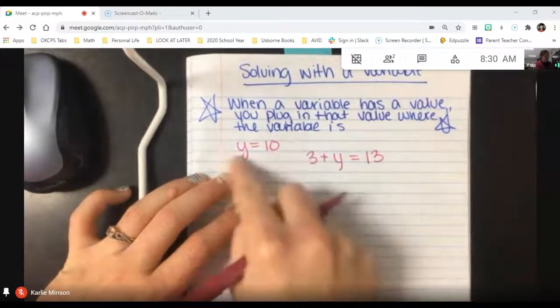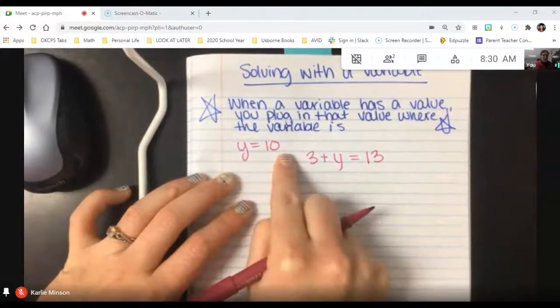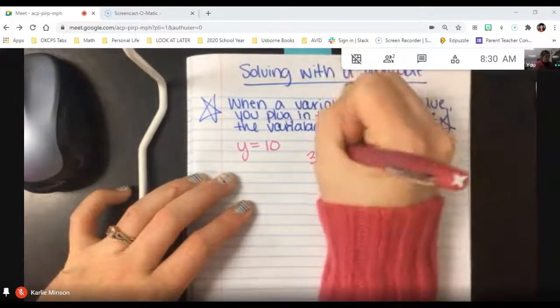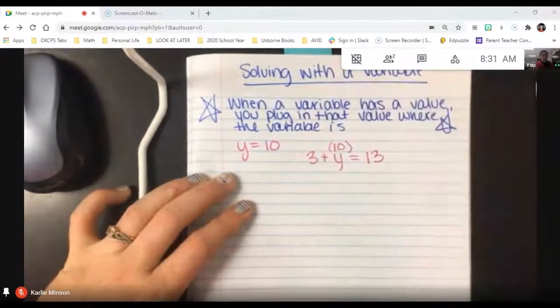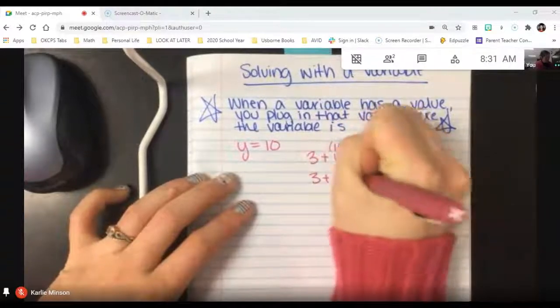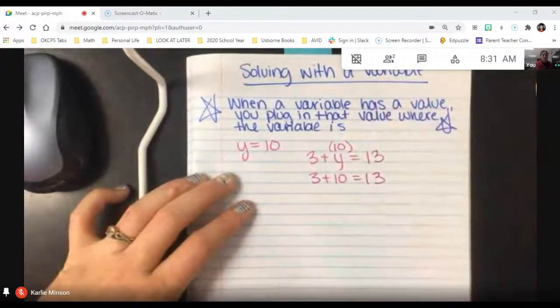So my value for y is 10. So I'm going to plug it in to this y. So this is 10. So I'm going to rewrite that to show you that 3 plus 10 equals 13.